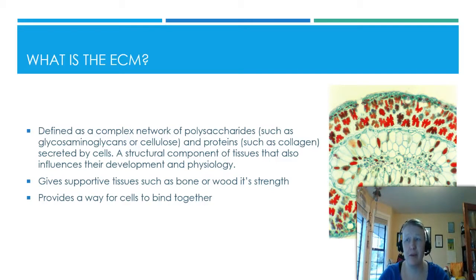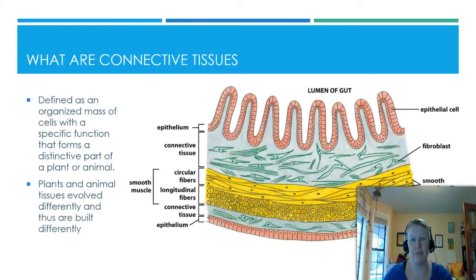One of the main components of this is the ECM, which is the extracellular matrix. It's defined as a complex network of polysaccharides, proteins, and other components that are secreted by the cell. It's kind of like the glue that holds things together. This is what gives us the support in tissues such as bone or wood. It gives us our strength, it gives us our flexibility in our skin, and it's a way that holds the cells together. You can see how there's a variety of cells within that, and we're going to talk about that in topic 3. Right now we're just talking about how the cells come together.